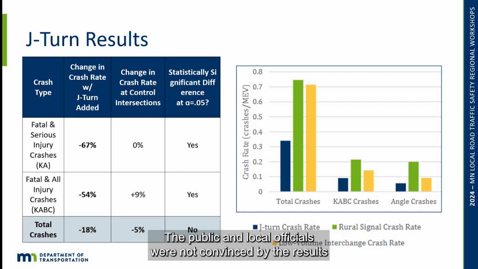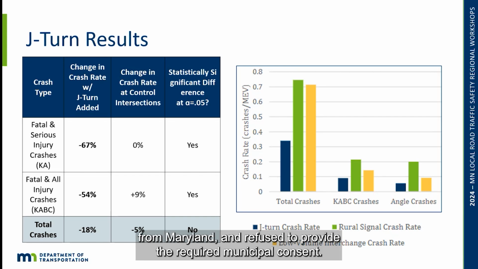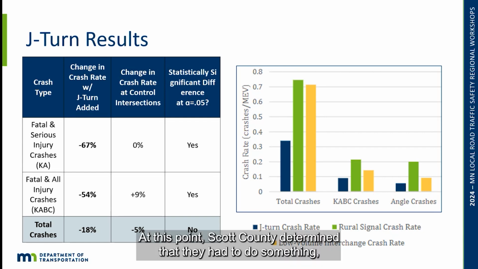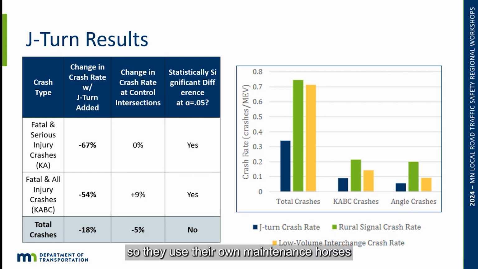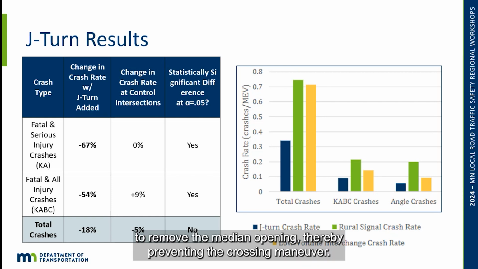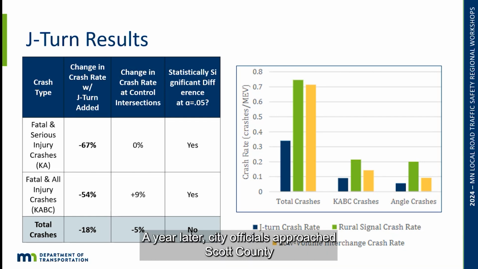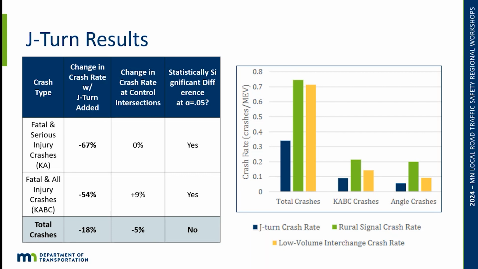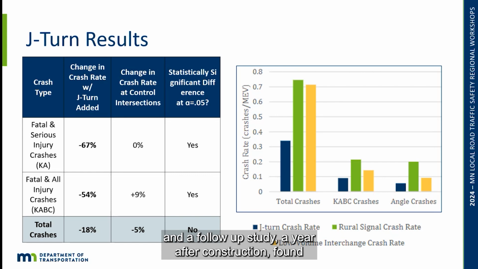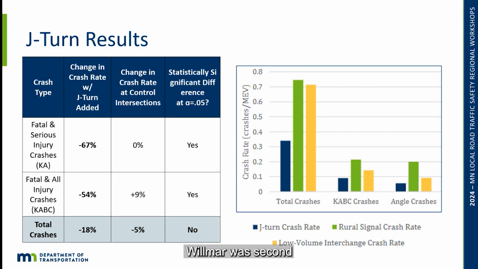At a public information meeting, the public and local officials were not convinced by the results from Maryland and refused to provide the required municipal consent. At this point, Scott County determined that they had to do something, so they used their own maintenance forces to remove the median opening, thereby preventing the crossing maneuver. A year later, city officials approached Scott County and requested that the J-turn be reconsidered. It was then constructed, and a follow-up study a year after construction found that there had been no crashes at the intersection.